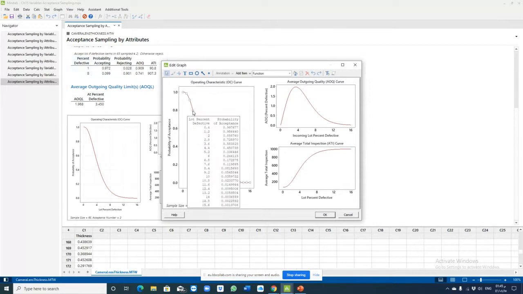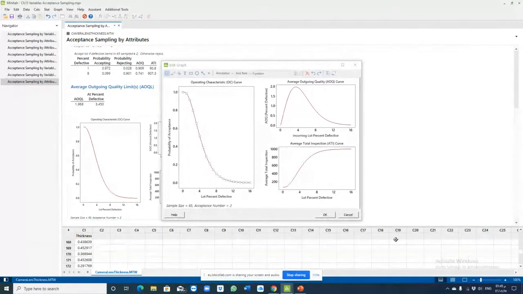So for any value of defective, you can find the probability of acceptance from this table or from this figure. That's why this is the sampling plan that helps you see the probability of accepting for the given percent of defective found in the lot.